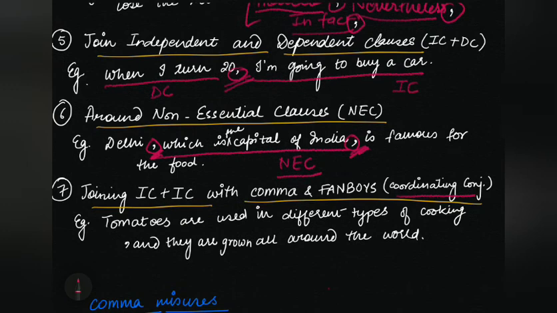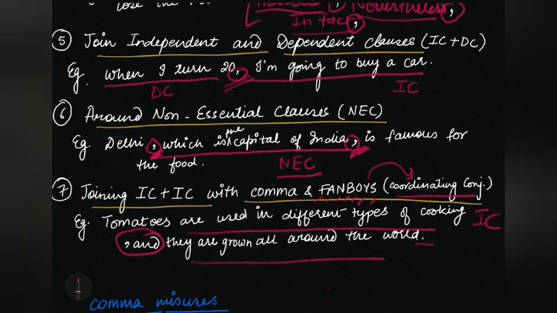Seventh, joining two ICs with a comma and FANBOYS. Your FANBOYS are the coordinating conjunctions: for, and, nor, but, or, yet, so. Okay. So the example says: tomatoes are used in different types of cooking, comma, and, a FANBOY, they are grown all around the world. So both are independent clauses, and I can punctuate them with the help of a coordinating conjunction and a comma. Okay, so these are prominent comma uses.